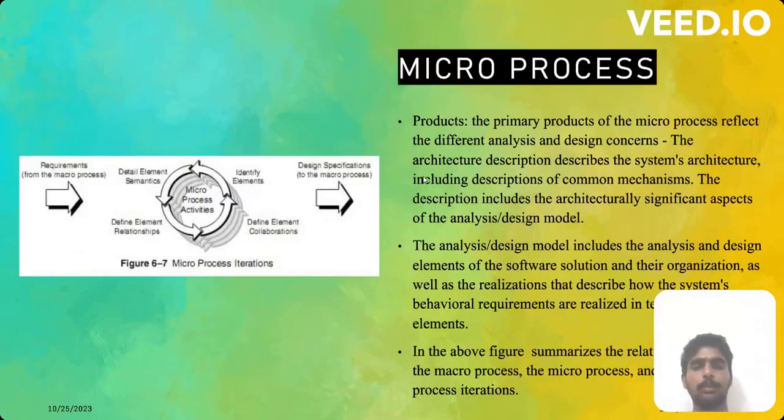Now we see the product side. The primary products of the micro process reflect the different analysis and design concerns. The architecture description describes the system architecture. It includes a description of the common mechanisms and a description of the architecturally significant elements of the analysis and design model. The analysis model includes the analysis and design elements of the software solution and their organization, as well as realizations that describe how the system behavior requirements are analyzed in terms of elements. In the following figure, we summarize the relationship between macro process and micro process iterations.